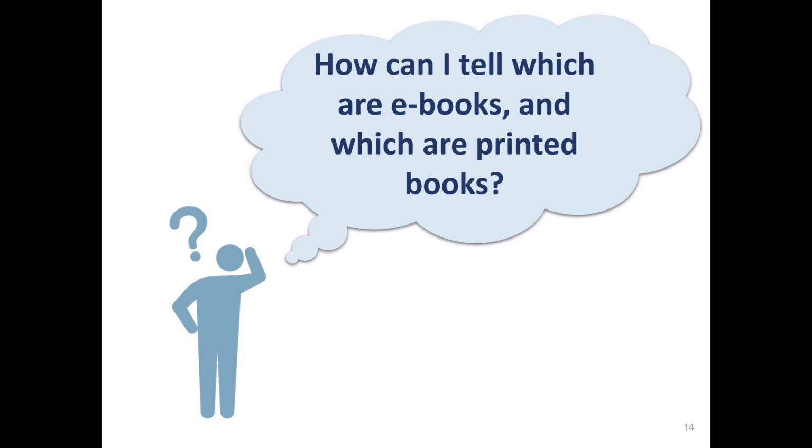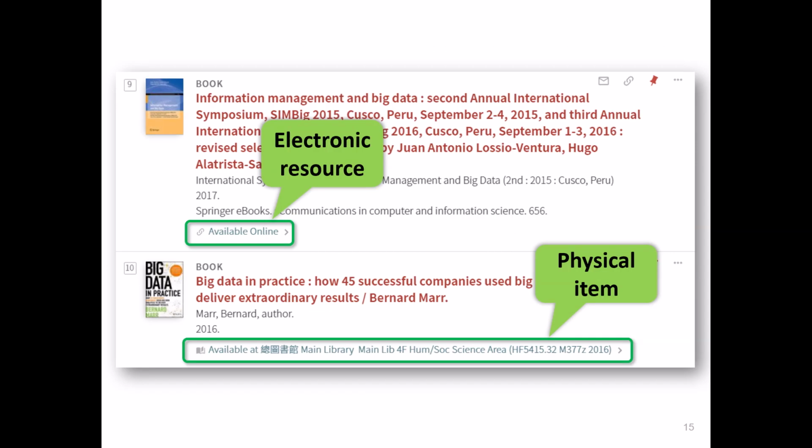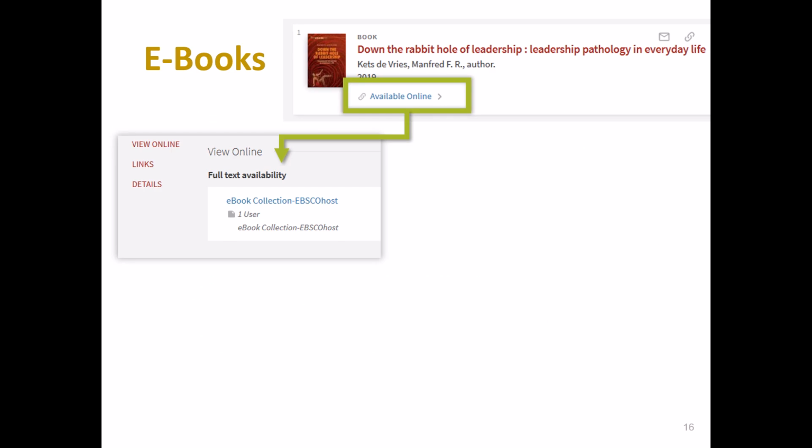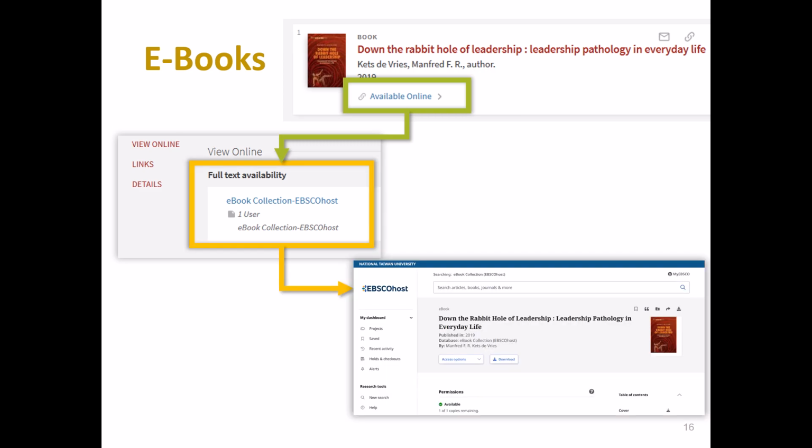Next, how can I tell which are ebooks and which are printing books? In the search results page, you can see the electronic resources and the physical items. If the item is available online, you can scroll down to view online. Click on the link to access it. For example, the ebook is on the EBSCOhost platform.